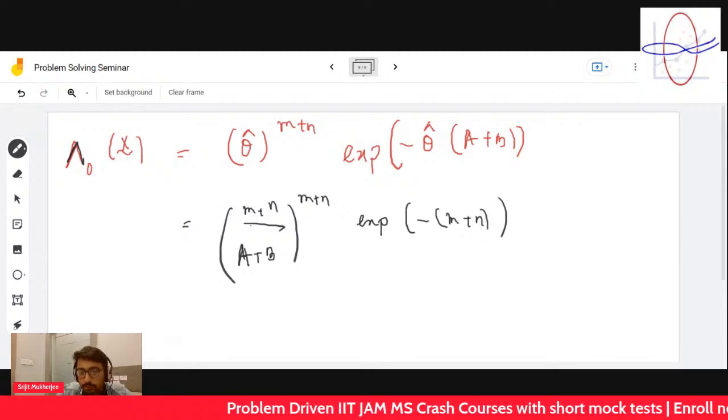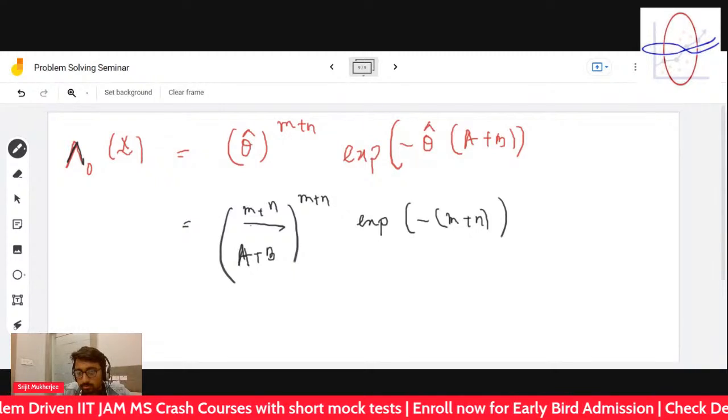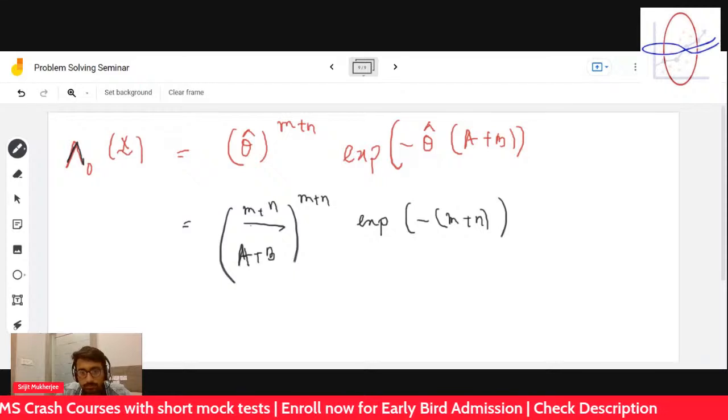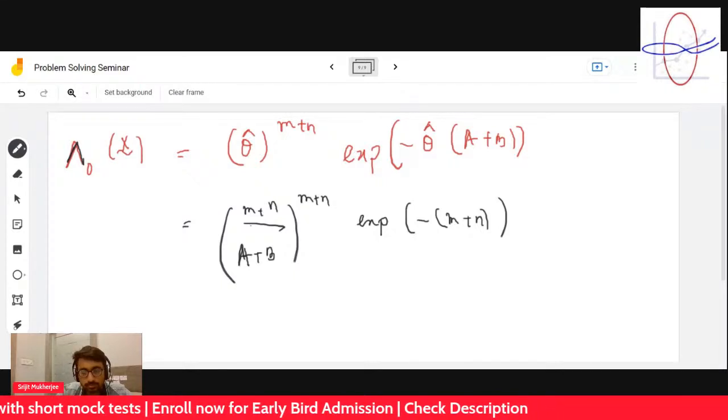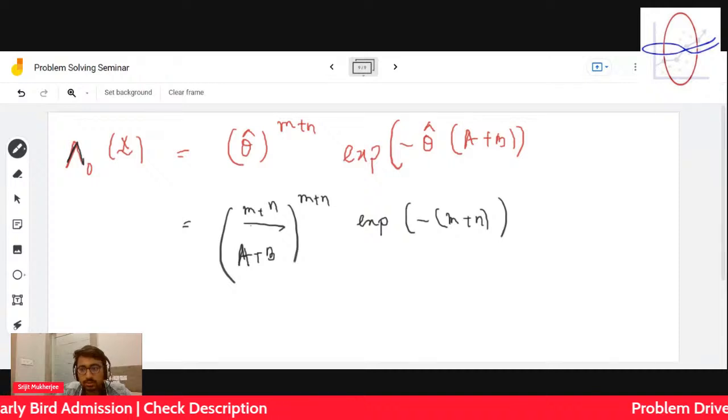Did you get till this point, guys? Did you get till this point of time? Did you understand till this point? Any doubts? Any doubts?